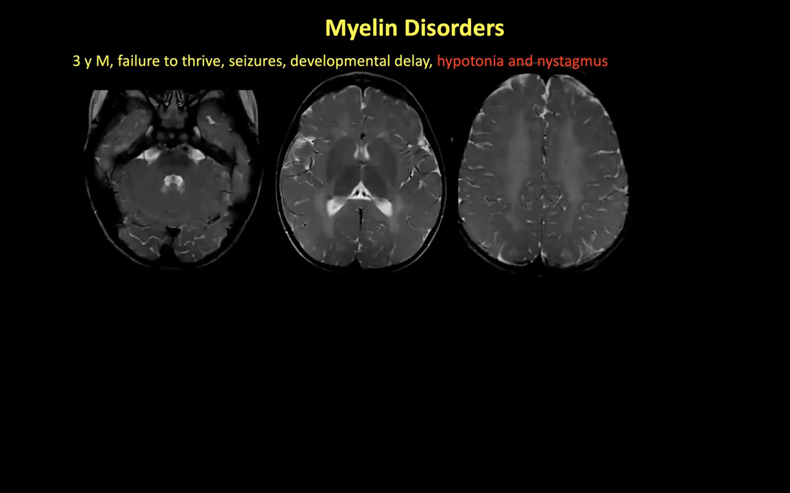This is a T2, and we don't have myelin in the posterior limb of the internal capsule, perirolandic, nowhere else in the brain. Also, the posterior fossa normally is myelinated quite early. Look at the middle cerebellar peduncle. They are not myelinated. So what do we do in this case?